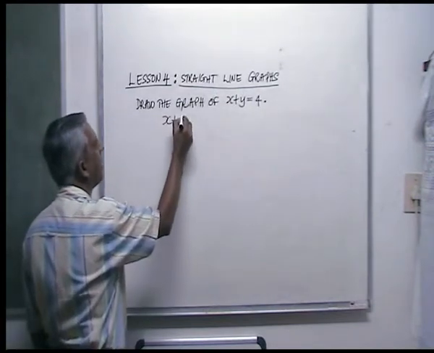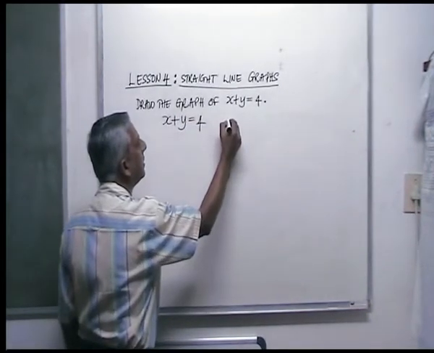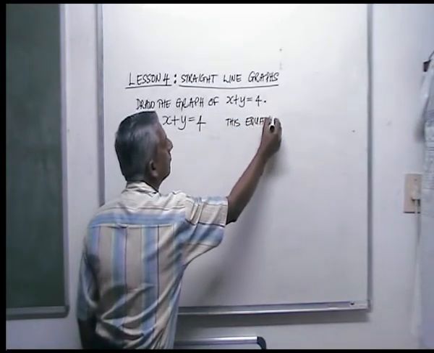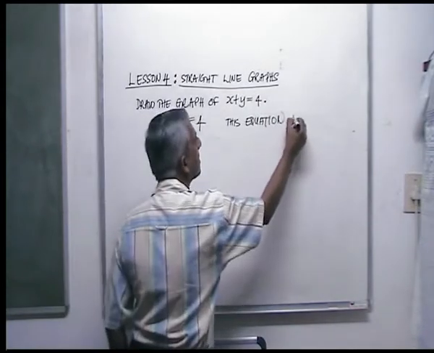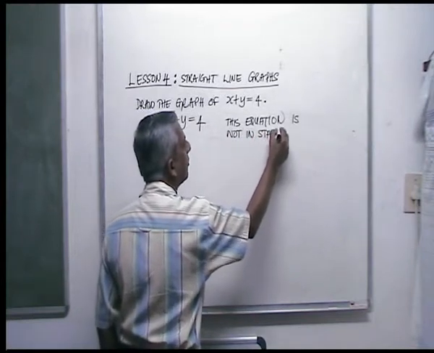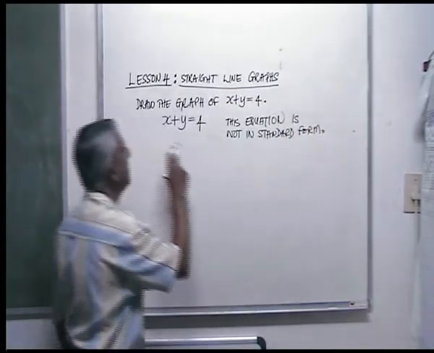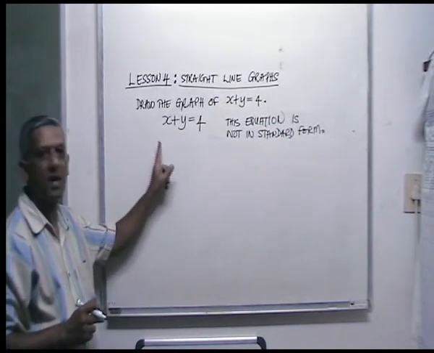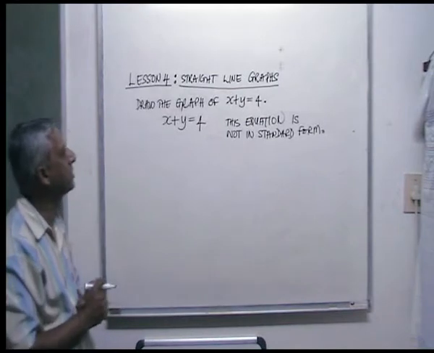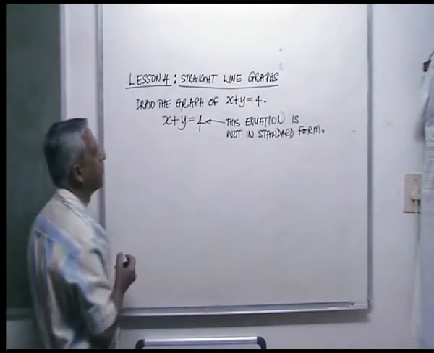If you take x plus y equal to 4, then we say that this equation is not in standard form. We say this equation is not in standard form because it doesn't say y is equal to something. So we have to learn how to bring equations to standard form.